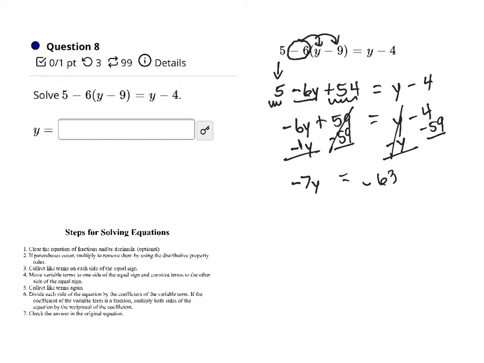We're down to the last step. We're multiplying -7 times y. Opposite of multiplying is to divide. So that's how we get rid of that -7. Both sides divide by -7. So y equals negative divided by negative is positive. 63 divided by 7 will be 9. So our answer is 9. Notice they have the y equals. You just put the number in.